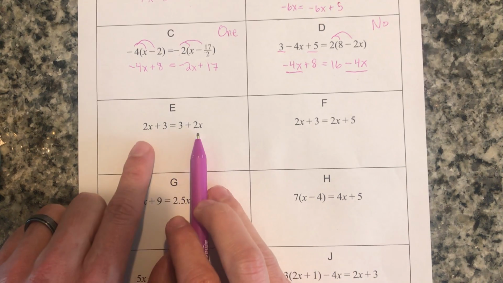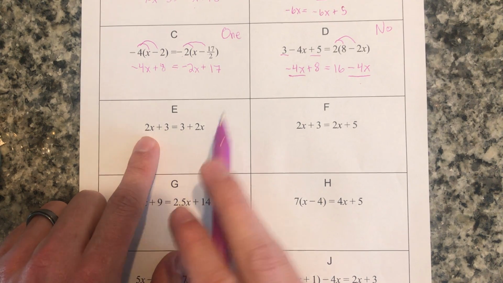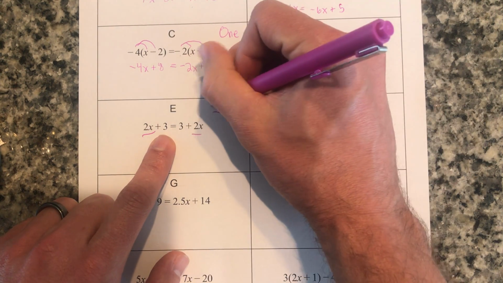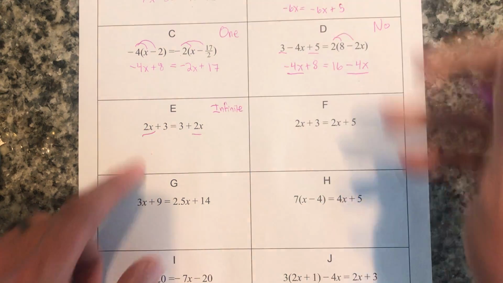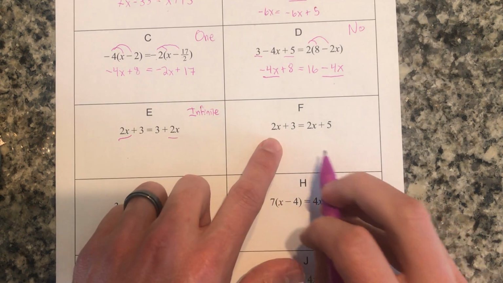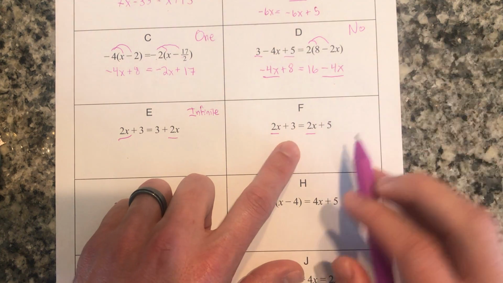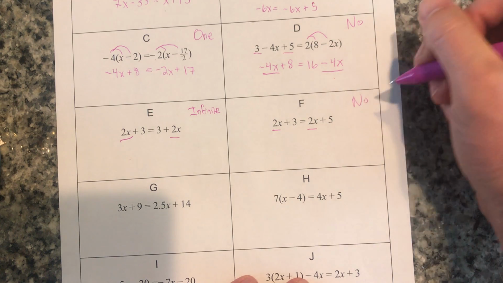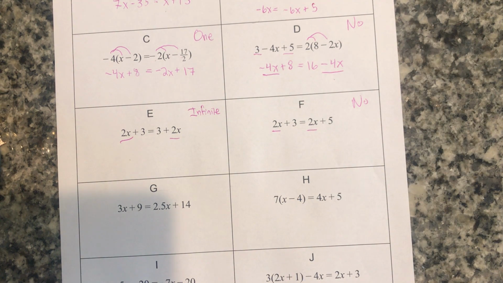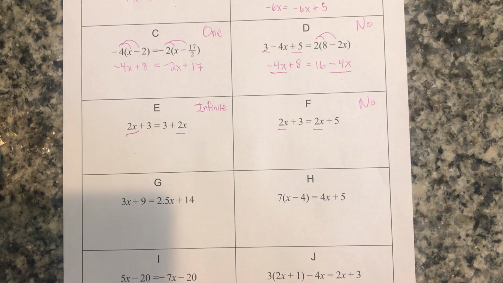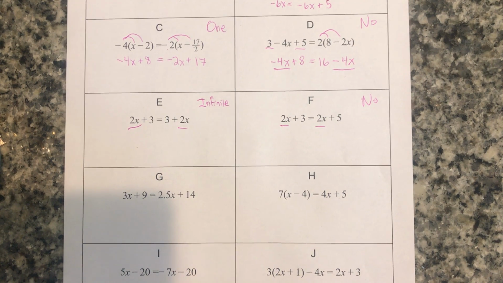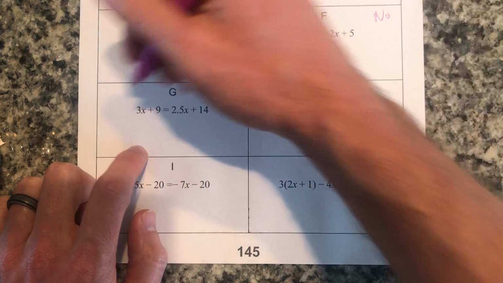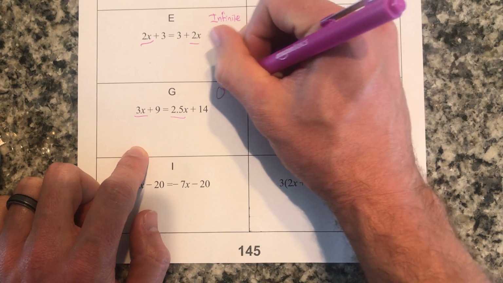Right here, no grouping terms, so I can go right away. The variable terms are the same, and so are the constants, so that means it's infinite solutions. Here, variable terms are the same for F. Constants are different, so that automatically means no solution. All right, so it's really quick. If they don't ask us to get the solution, we can just figure out how many solutions there's going to be with the variables on each side. Go to G. We have different variable terms on each side, so that automatically means you're going to have 1 solution.